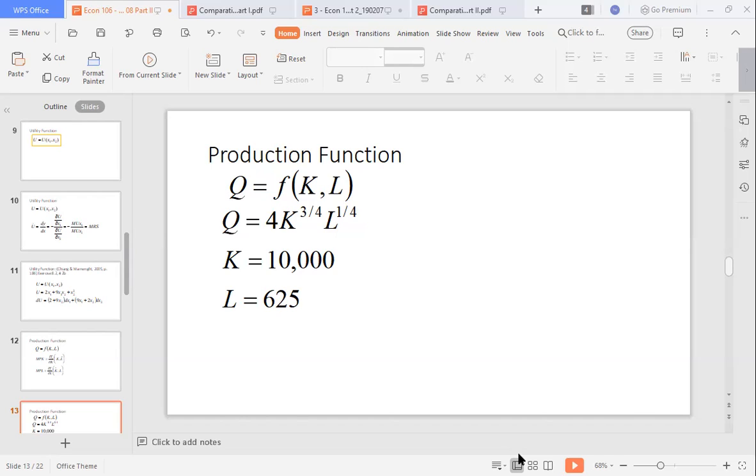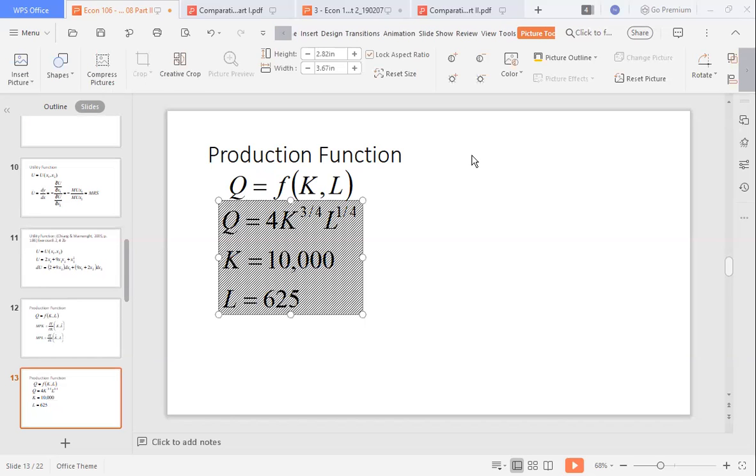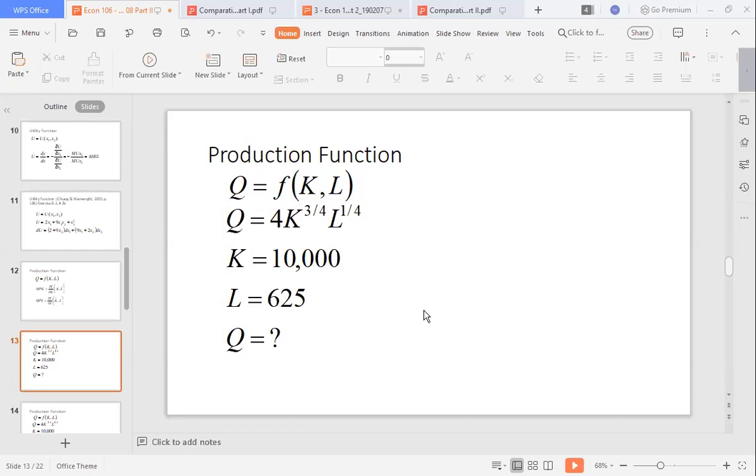What is Q there? Let me also write this one. What is the level of output when, initially, these are our L and K? I'll be waiting for your answers in the chat box. Well, it's a good thing we're only 5, so I would be waiting for 5 answers.